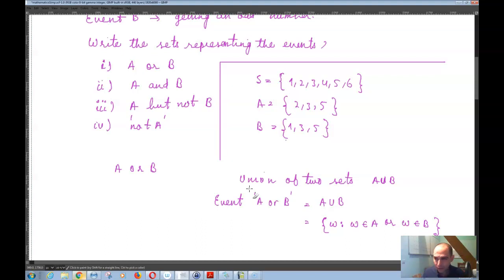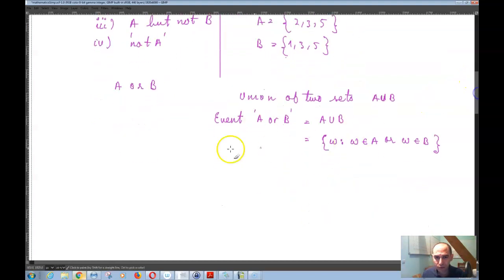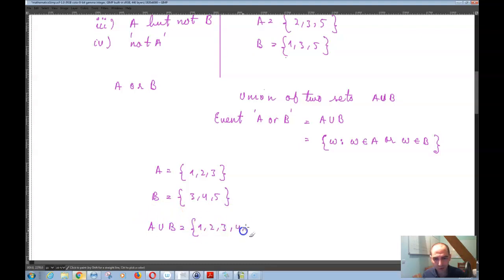So what that means is that, for example, suppose that you have two sets. Let's say that A is equal to 1, 2, 3, and you have another set B which is equal to, for example, 3, 4, and 5. Now A union B is simply equal to 1, 2, 3, 4, and 5. And A intersection B is just simply the member that they have in common, which is equal to 3.